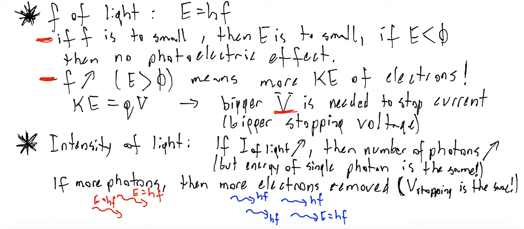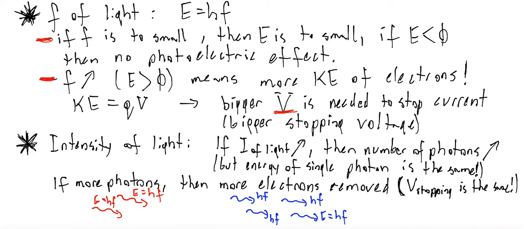Is it clear? So to sum up, we have 2 parameters of light which are related with photoelectric effect. It's frequency of light, which influences energy of single photon, which says that a photoelectric effect takes place or not. If it takes place, then increasing the frequency means increasing the kinetic energy of removed electrons. And second parameter, intensity of light. Intensity of light means number of photons. If bigger the intensity, then more photons, and when photoelectric effect takes place, then more electrons can be removed.